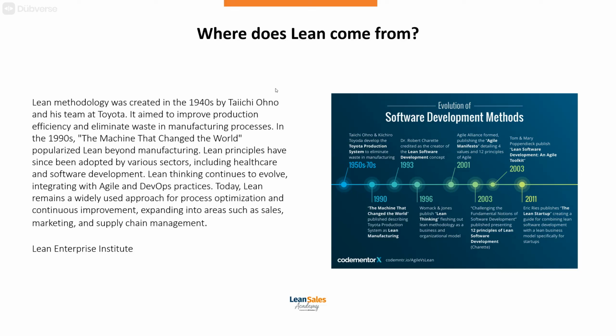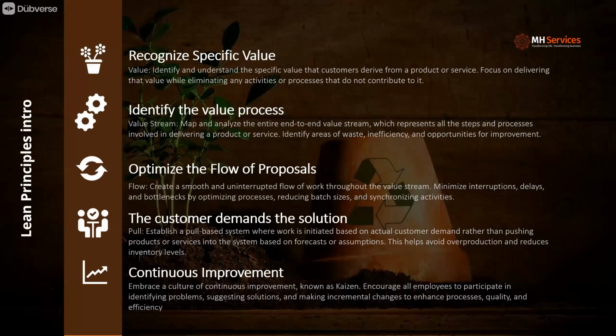Lean thinking continues to evolve, also integrating with other methodologies such as Agile or DevOps in the technological part. But today, Lean remains an approach to process optimization and continuous improvement, expanding in areas, obviously, like sales, marketing, and everything that has to do with business. Here we can also see in a graph the evolution of Lean and what we have had closer to software development methods. And as we can see, until a decade ago, it began to be used in a very integral way with the Lean startup part. From there, we will also be working to be able to adopt all Lean principles, along with everything that has been adapted to new businesses, now in sales.